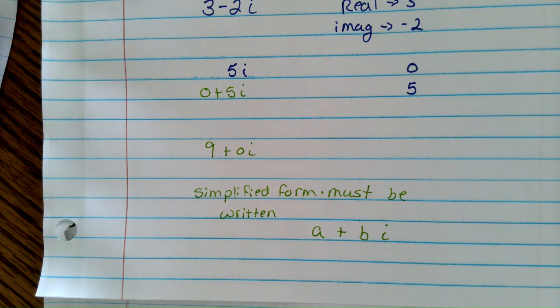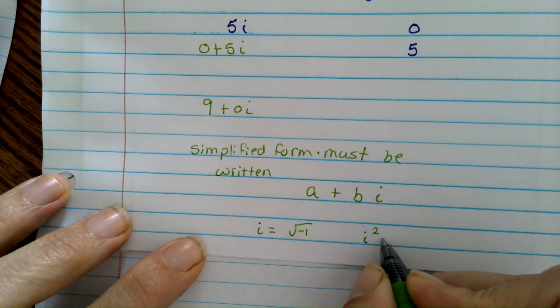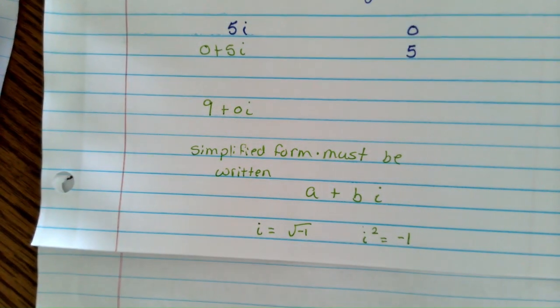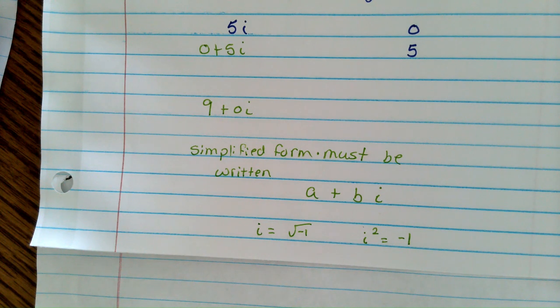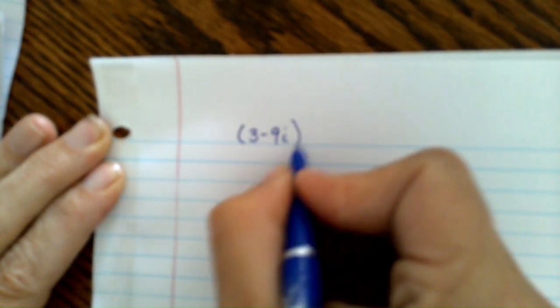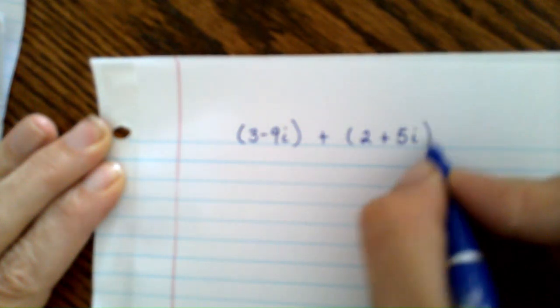Now, how are you going to get rid of exponents? Well, remember how i is equal to the square root of -1? That means i squared is equal to just -1. So make sure that you take care of that step anytime you happen to see an exponent. So let's just try some math. Three minus 9i plus 2 plus 5i.